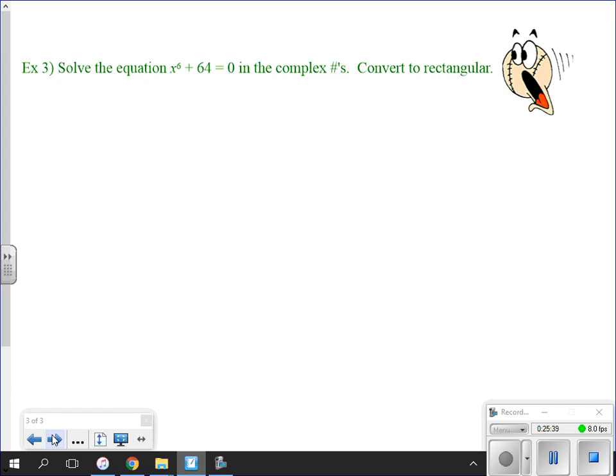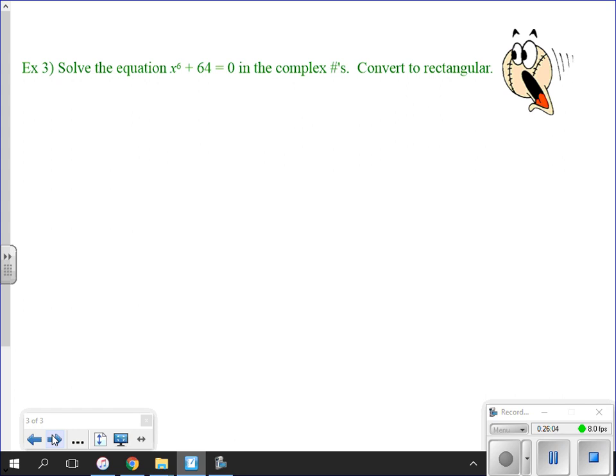There are complex solutions. I'm solving a polynomial in the complex realm. That's what I'm doing here. I have a simple polynomial, but I need to solve it in the complex realm. Now, if it's an odd power, you will get at least one real root. If it's an even power, you may not have any real roots.